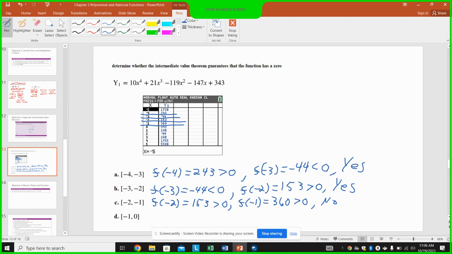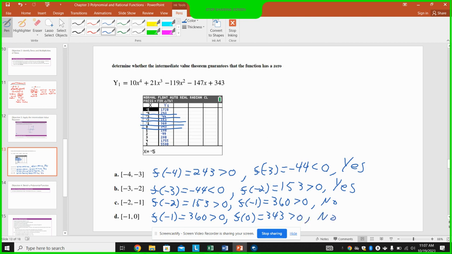No, this is as easy as it gets. So then we got f of -1. Again, we just saw it was 360, which is greater than 0. And then we need to plug in f of 0, and I'm looking to see if it is less than 0. And we see that's 343, which is greater than 0, which is not less than 0. So therefore, does the intermediate value theorem guarantee the function has a 0? No.